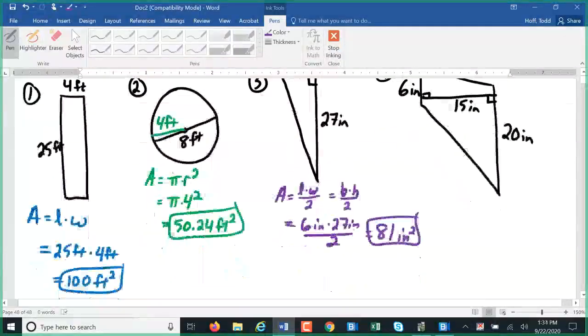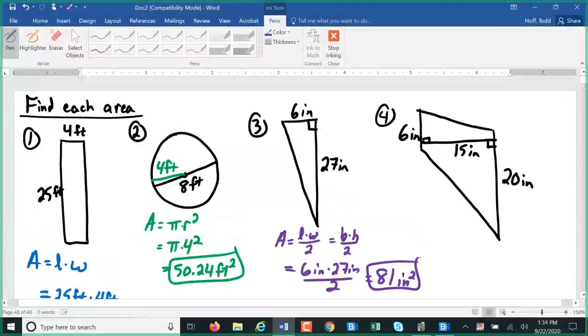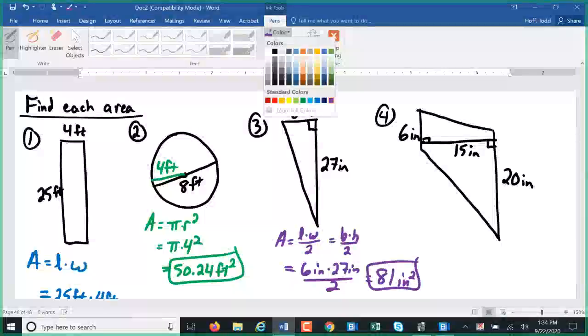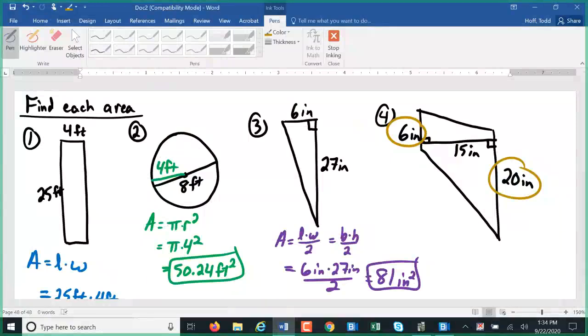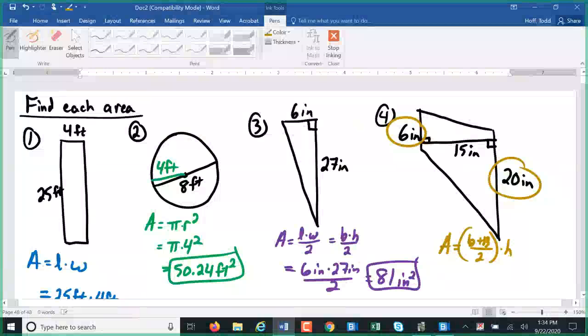Our next one over here, last one is a trapezoid. Trapezoid, remember, has two bases. The bases are the sides that are parallel. So in this case, that is the 6 and the 20. The area is the average of the bases. So we add them together and divide by 2, and then multiply by the height.